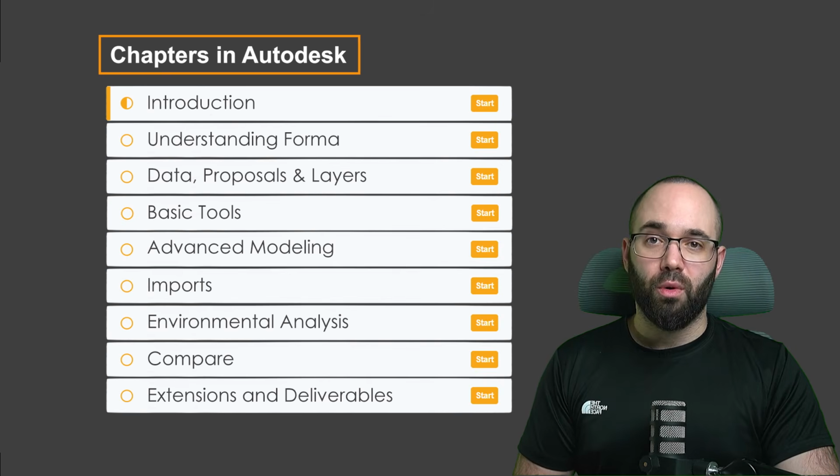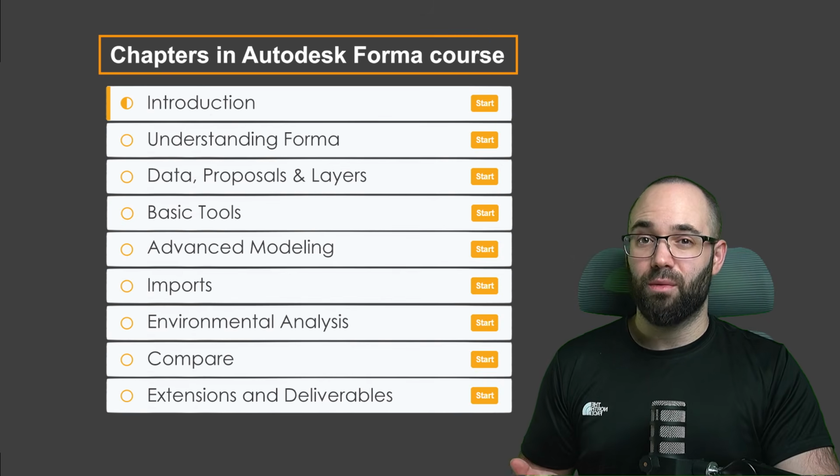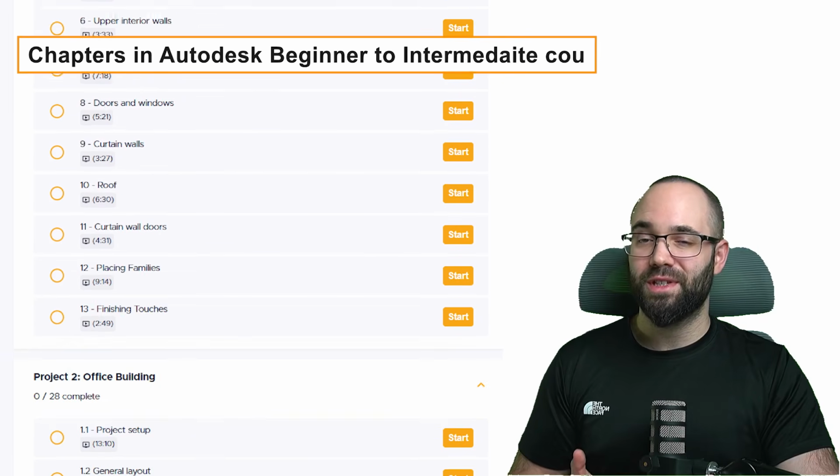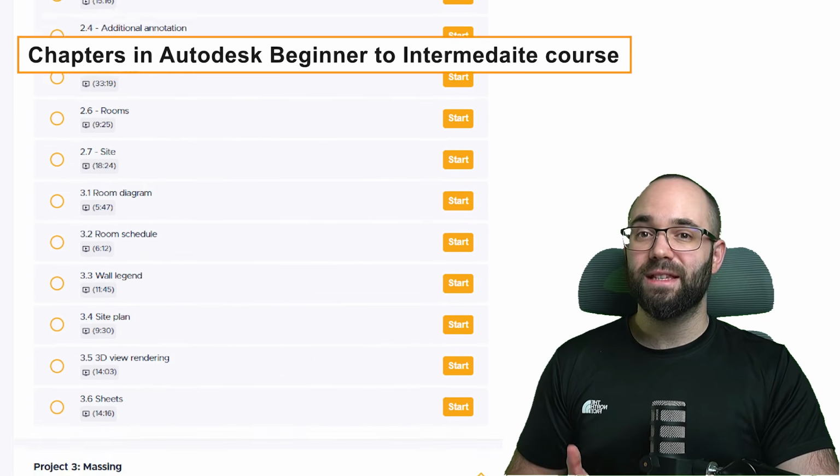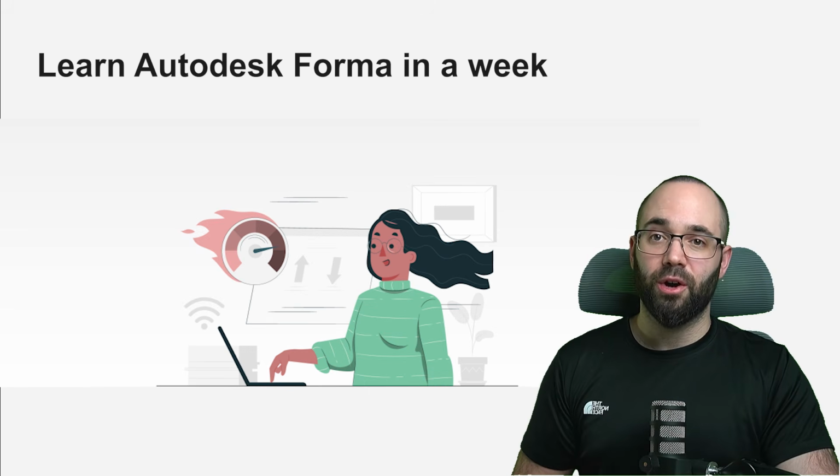Number two is the learning curve. Forma is definitely easier to master. Our Forma beginner course, for example, takes less than 5 hours, while our Revit beginner course is over 20 hours. This speaks to the complexity of these two. So, if you need something that you will learn in a week, Forma is your best bet.